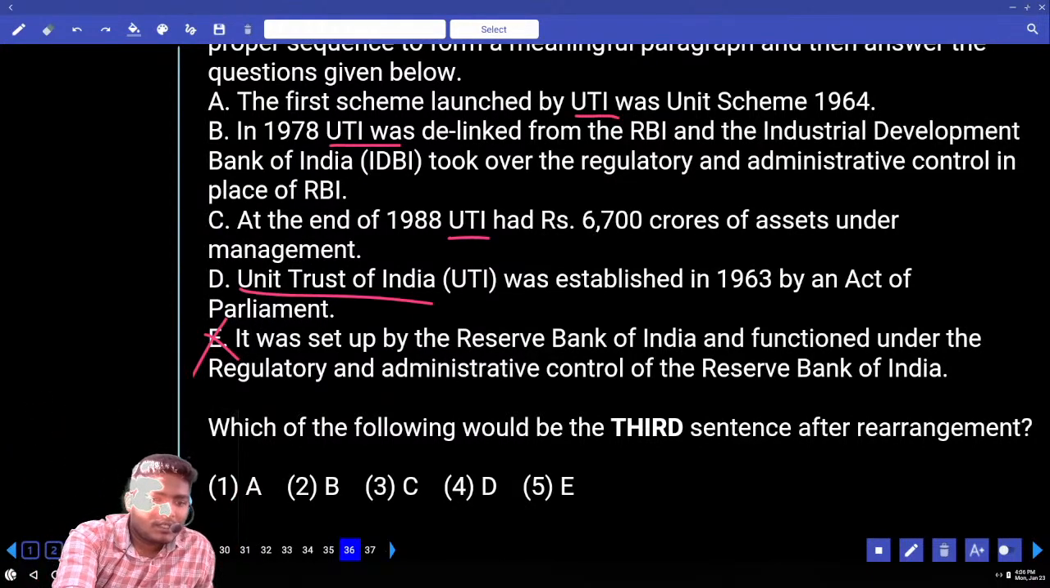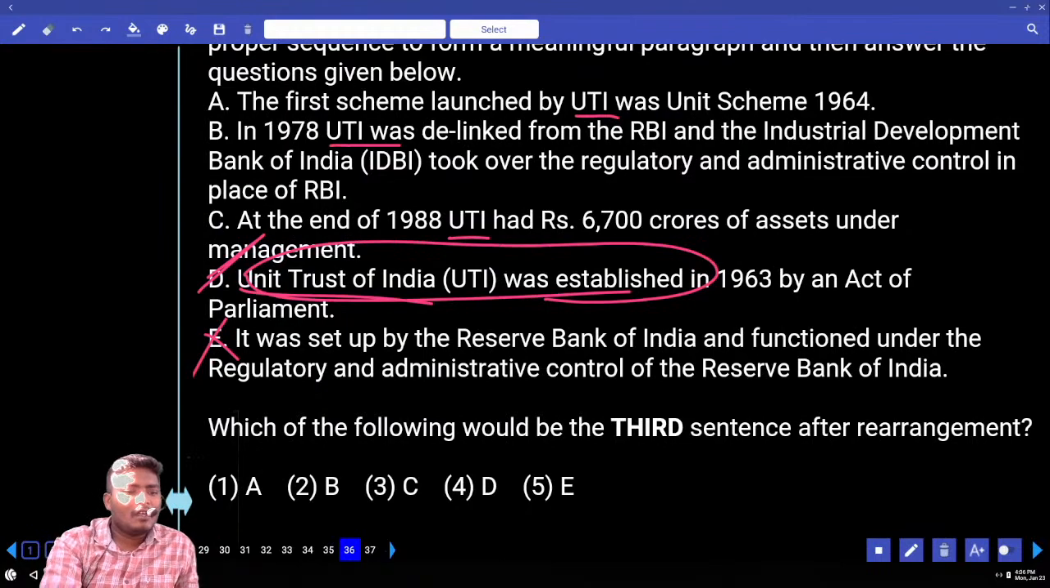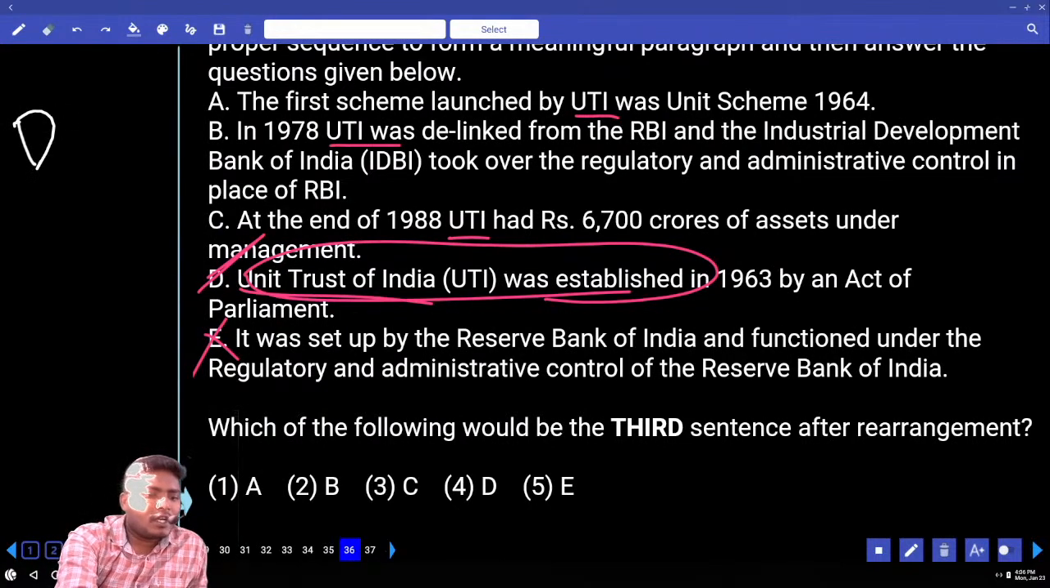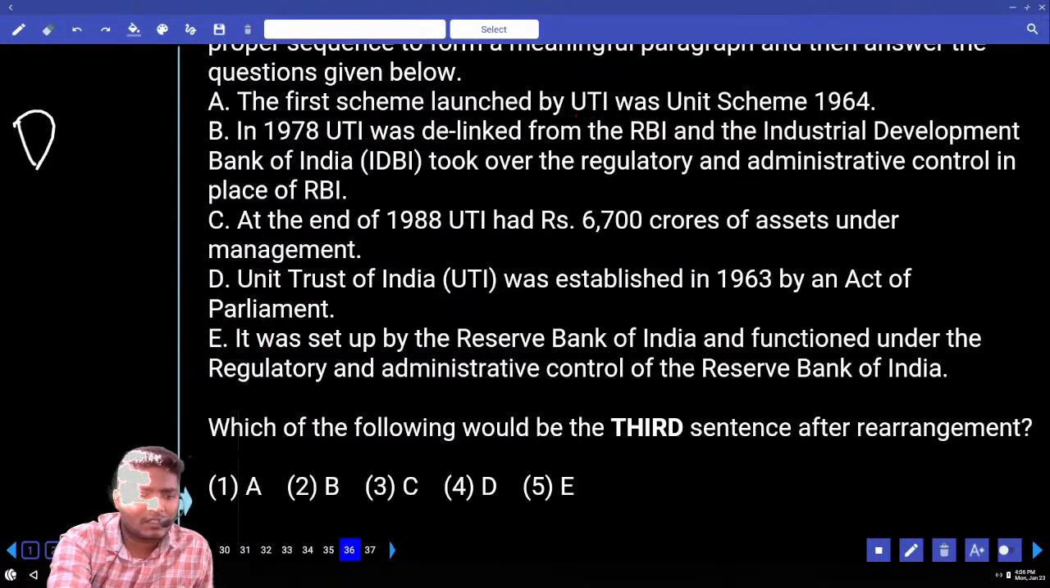So here, since we are referring to the full form and the starting topic is nothing but the establishment of Unit Trust of India, D can be our starting sentence. And I already told you, what does it refer to here? It again refers to Unit Trust of India. If you did not get that clarity, keep that aside. D is our starting sentence.